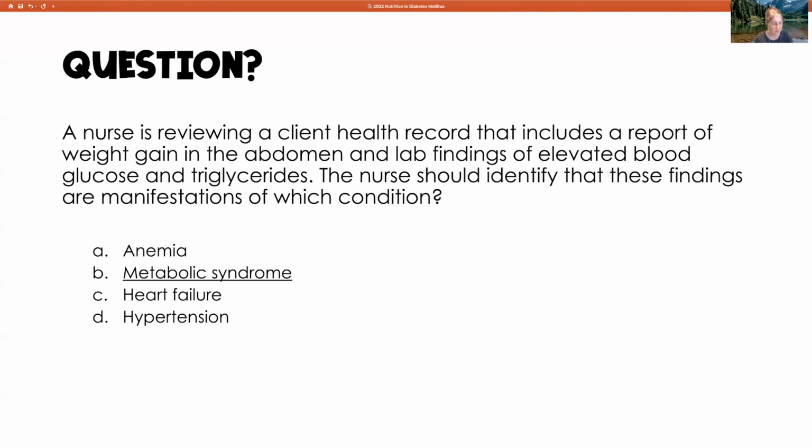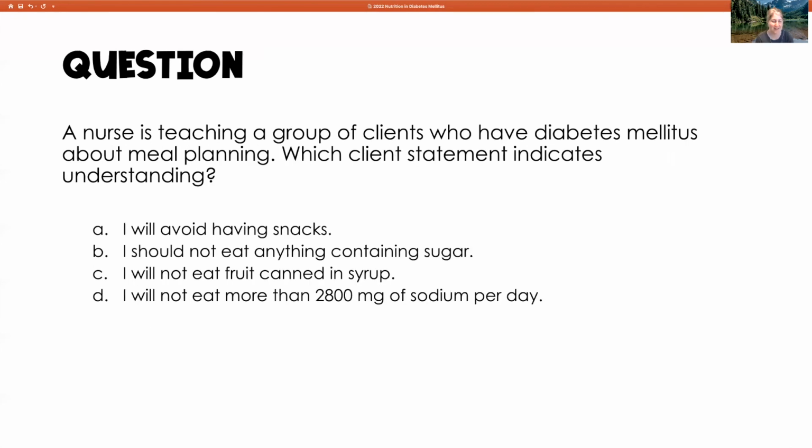Anemia would be a decrease in red blood cells. Of course, this client does not have any symptoms or findings that make us think heart failure, nor does it say anything specifically about hypertension, although hypertension is one of the factors of metabolic syndrome. Okay, last question. A nurse is teaching a group of clients who have diabetes mellitus about meal planning. Which client statement indicates understanding?